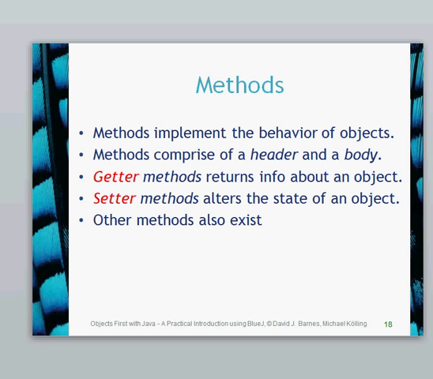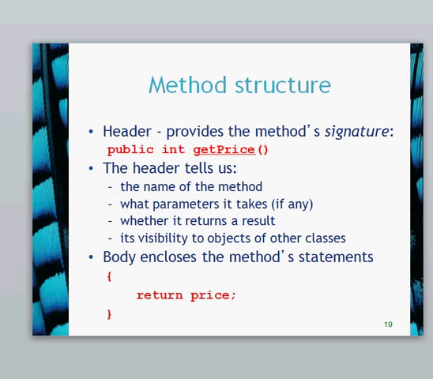There are many other categories of methods, but as this is an objects-focused discussion, we'll look at the getters and setters initially. In terms of the method structure, it looks something like what's in red on the screen. We've got the header or signature, which in this case is public int getPrice, open and close parentheses, and then there's a body, which is open brace, some statements, and then a close brace.